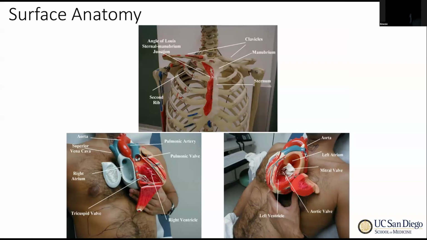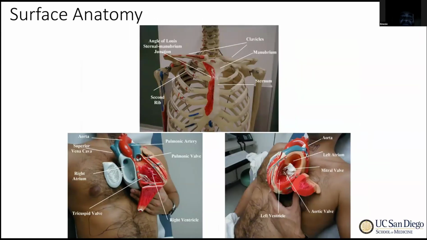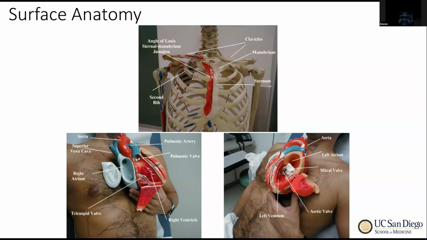I'm using the image to orient you where you are going to be putting your stethoscope when you want to listen to the heart sound. There are 4 places you will be listening to. When we want to listen for heart sound, there are 4 places we'll be placing our stethoscope. We won't just be placing our stethoscope randomly anywhere we see on the chest.